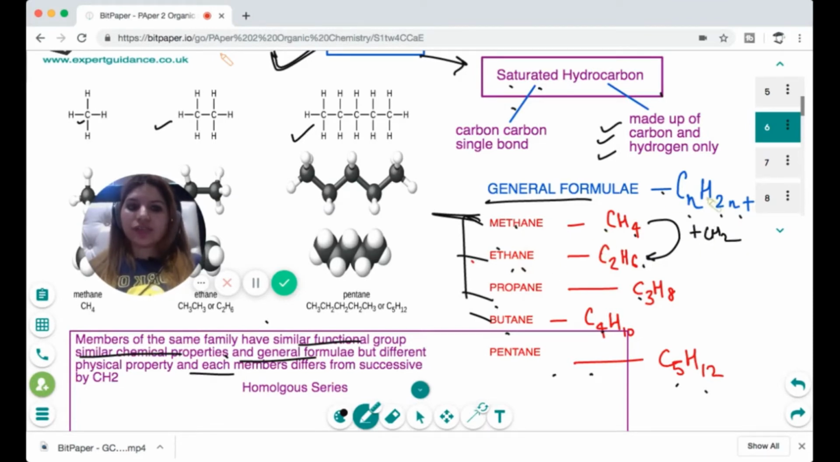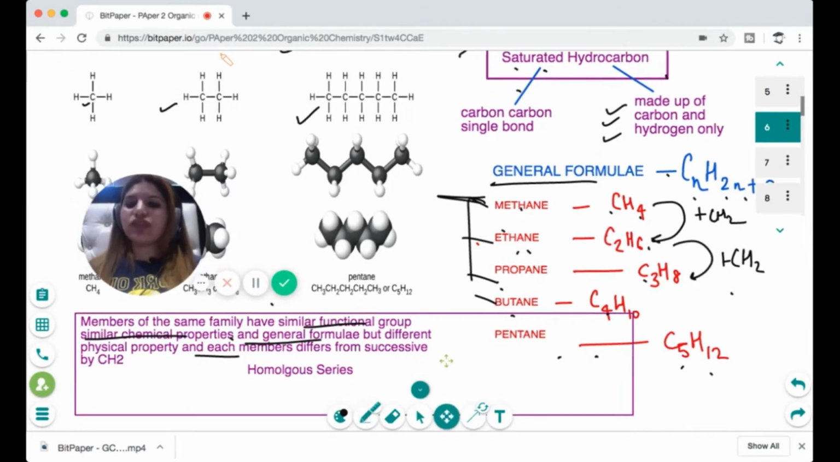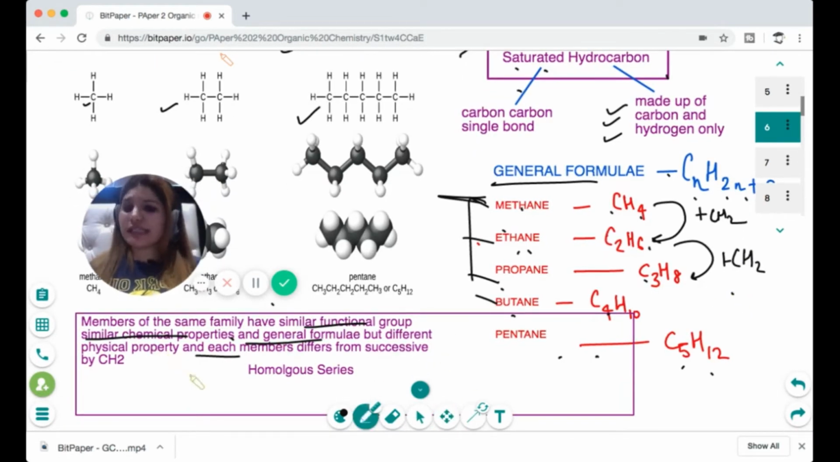So CH4 add 1 carbon 2 hydrogen gives C2H6. C2H6 add 1 carbon 2 hydrogen is C3H8. This is the definition of a homologous series, and it is often asked in the exam, so make sure you remember this. Homologous series are the members of the same family having a similar functional group, similar chemical properties, and a general formula, but different physical properties, and each member differs from the successive one by a CH2 group.